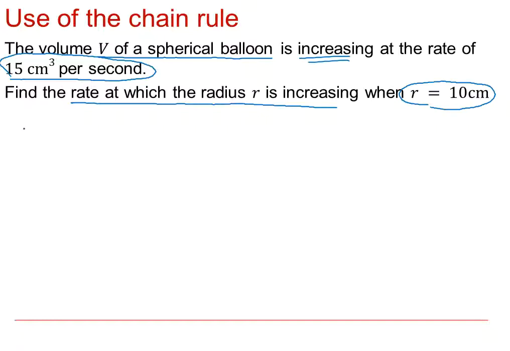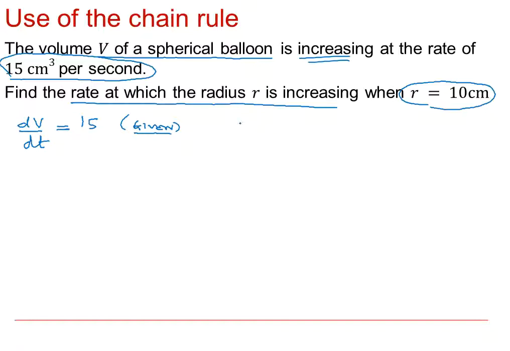So the thing we have here, we are given the rate at which the volume is increasing. We know it's 15 centimeters cubed per second. In other words, the rate of change of volume with respect to time, dV by dt, is 15. And that is a given piece of information. So when you're reading these questions, look for a given rate of change.